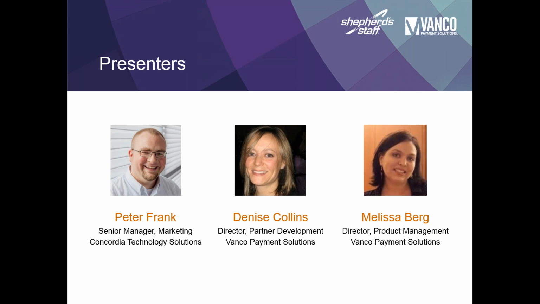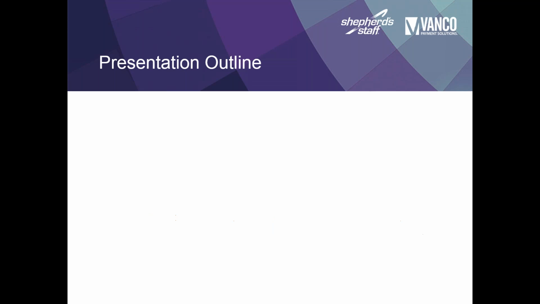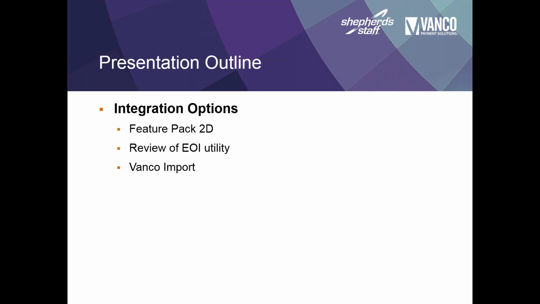We've got a lot of great information to present today. Let me just show our brief outline here. So first, we're going to be talking about the integration options and how to bring these electronic donations into Shepherd staff. And we'll talk about a few things related to getting up and running. So first off, we'll look at Shepherd staff Feature Pack 2D. And I want to make sure that everybody has that installed. And so I'll show you where to go to get that.